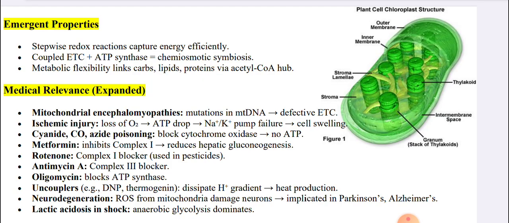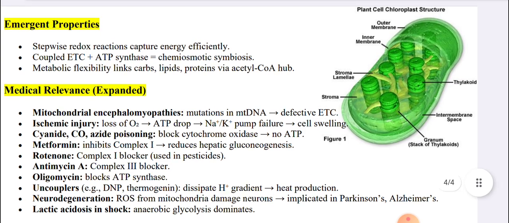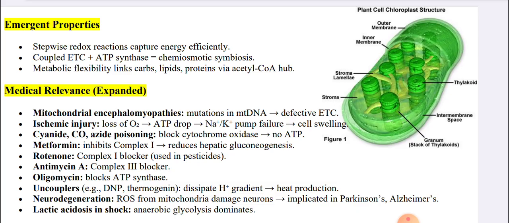And then there are the uncouplers. These deliberately make the process inefficient. Yes, uncouplers break the link. They uncouple electron transport from ATP synthesis. They essentially provide a leak pathway for protons to flow back into the matrix, bypassing ATP synthase altogether.